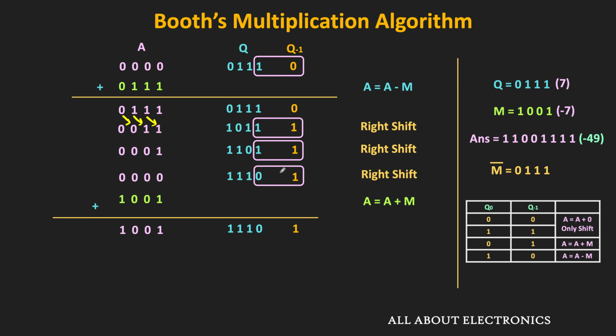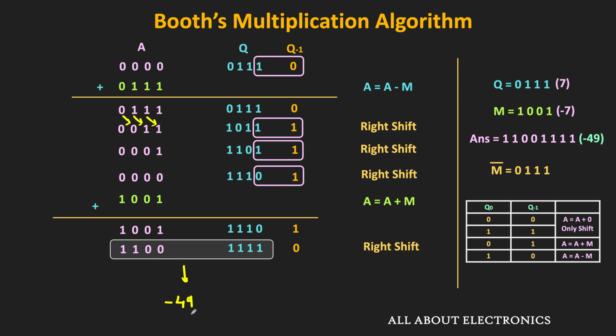And after this addition, once again, the final arithmetic right shift operation will be performed. So after this arithmetic right shift operation, this will be the content of the AQ and the Q minus 1. And here, the content of this A and the Q register will represent the final output, that is equal to 1, 1, 0, 0, 1, 1, 1, 1, or in the 2's complement form, that is equal to minus 49. So as you can see, in this case, we have performed the 4 shift operations and we have performed only 2 arithmetic operations. And in this way, we can reduce the processing time.